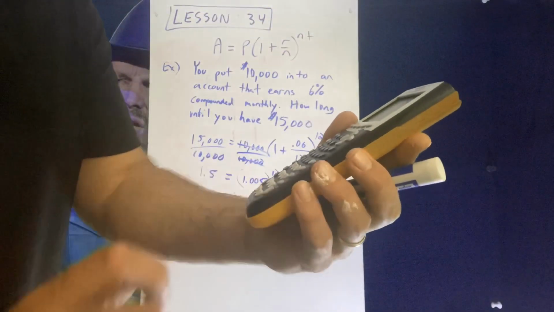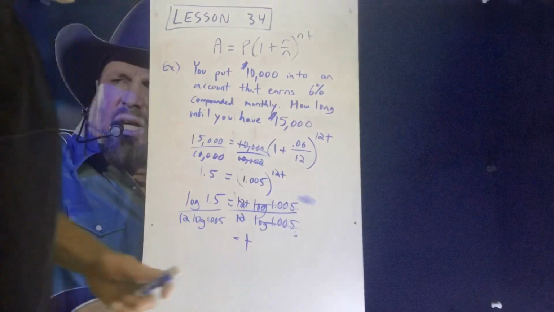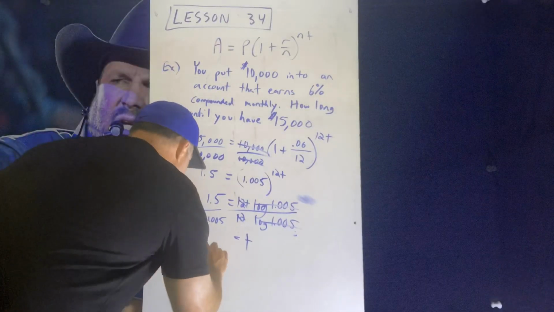And hit enter. And I'm getting 6.8 when I round that. So about 6.8 years.